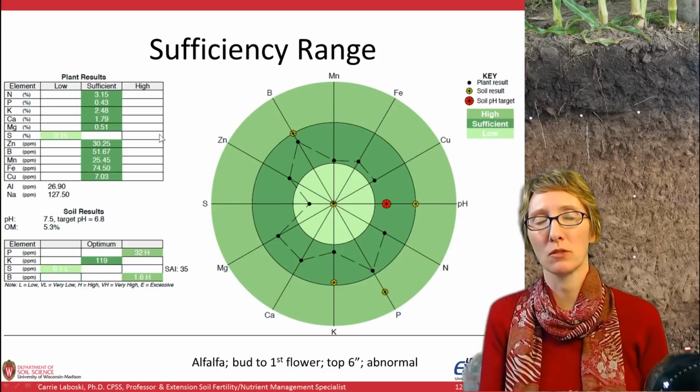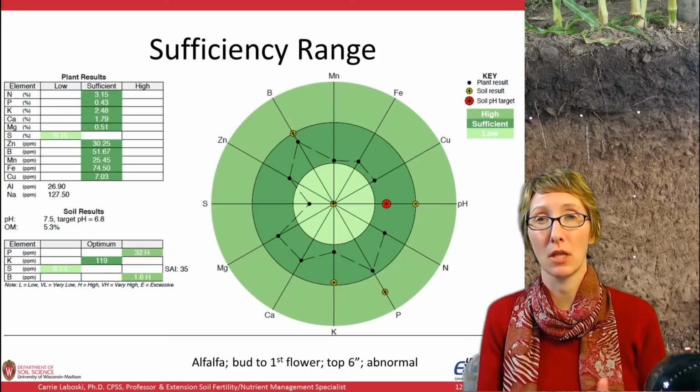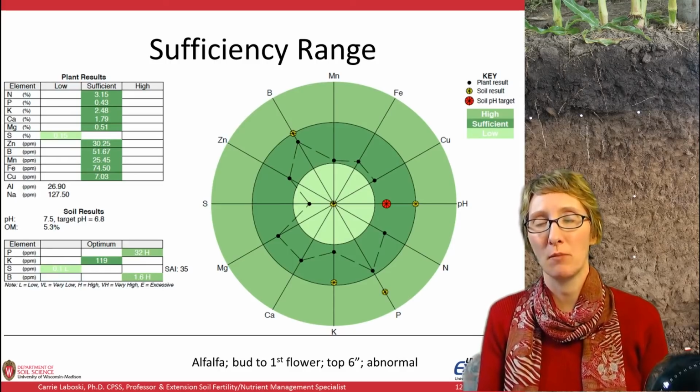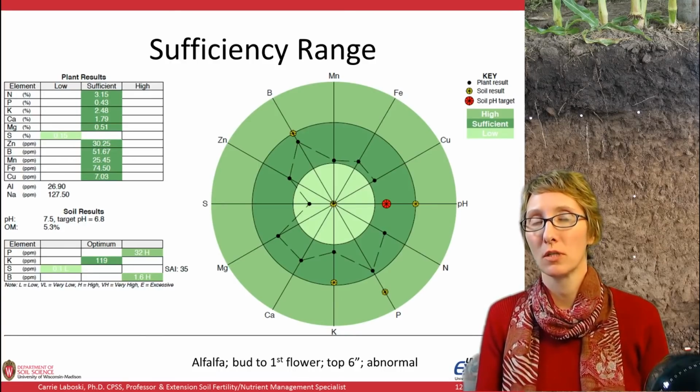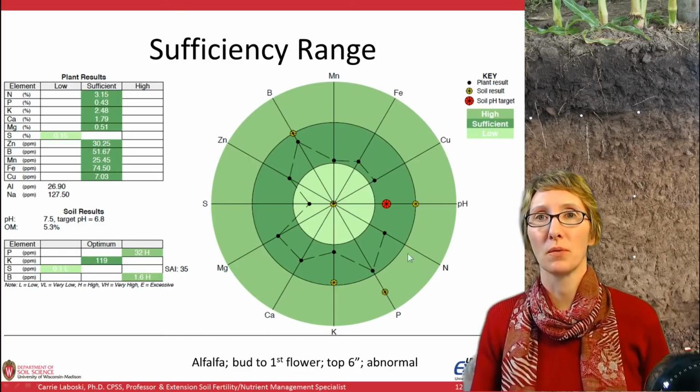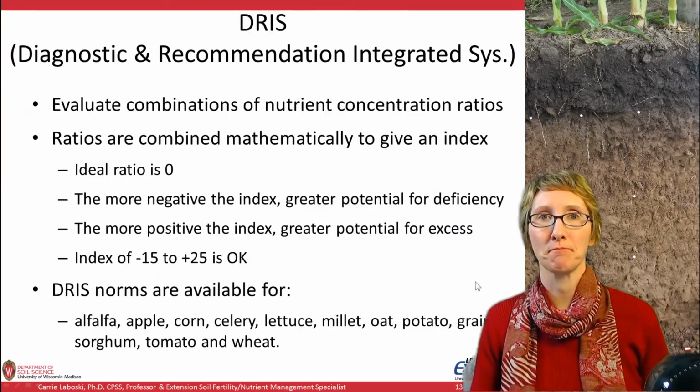Fairly straightforward. I think that's why people like these sufficiency ranges, is they are a little straightforward, but they can be influenced by a number of things like we discussed: growth stage, plant part, where you are, and hybrid. So you need to keep that in mind.